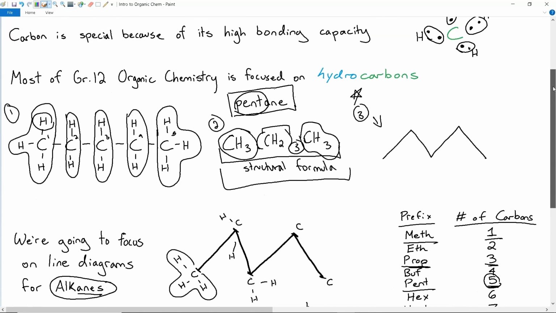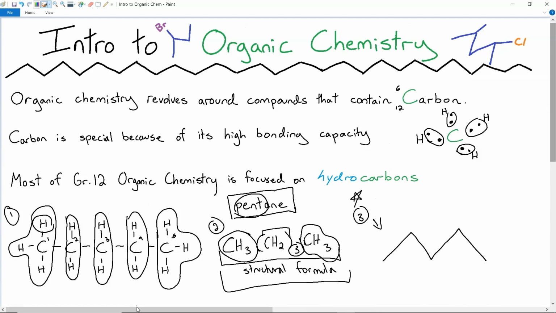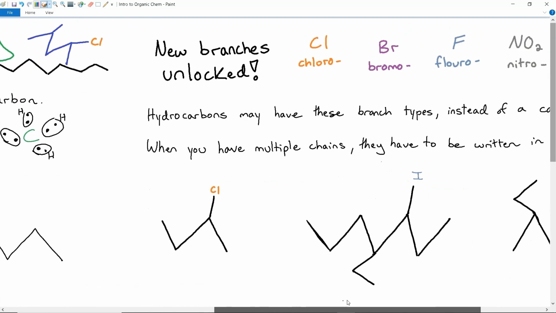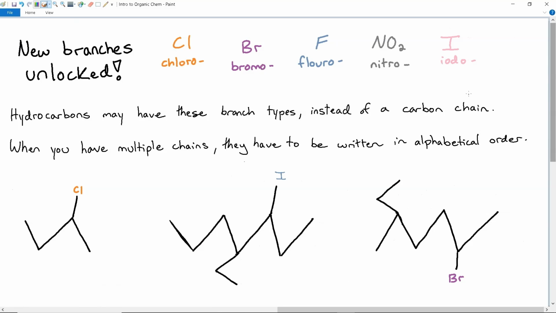All right, let's introduce some new ideas here. We're now going to be looking at branches that are not carbon. So we're still looking at hydrocarbons. They just may have some unique branches. And these branches are actually called halides. So we can have chlorine, bromine, fluorine, nitrogen dioxide, or iodine. And let's see how we can name them.